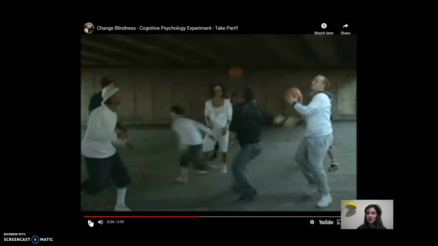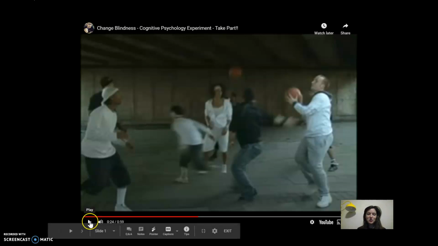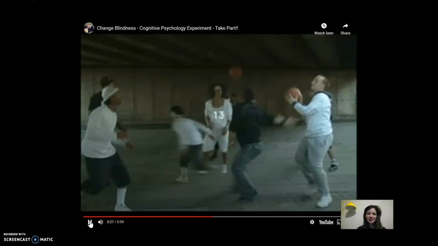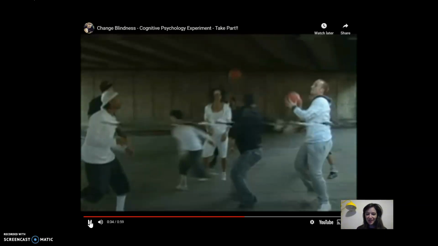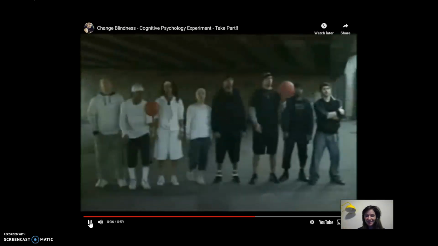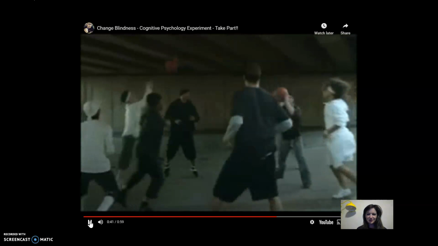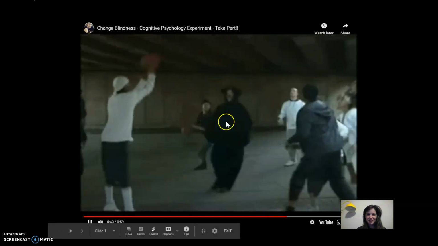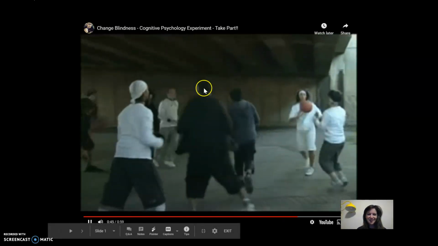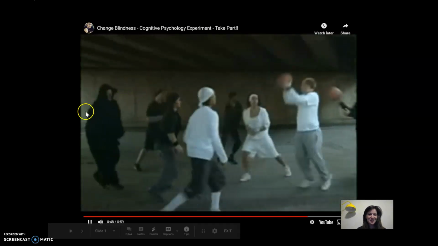All right, so how many passes did they make to one another? Did you get your count? All right, let's see if you were right. The answer is 13. But did you see the moonwalking bear? What? Did you? Hold on, let's see. Look at that bear! There he is, he's moonwalking.